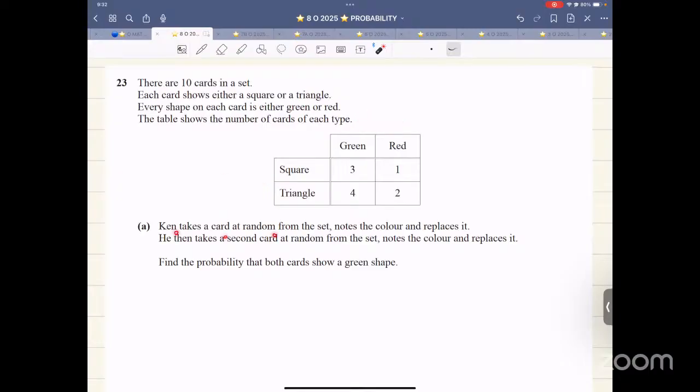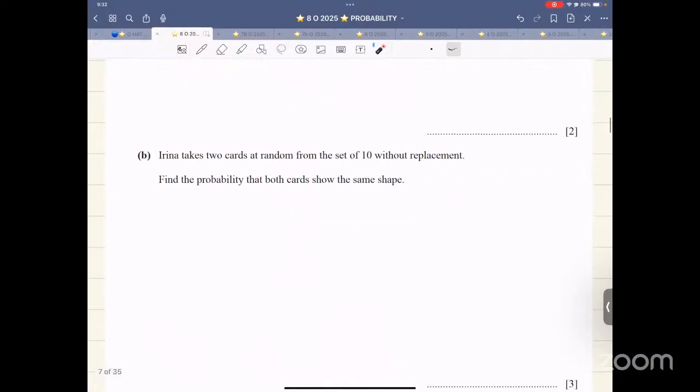Ken takes a card at random from the set, notes the color and replaces it. That means the total will not change. He then takes a second card at random from the set, notes the color and replaces it. Find the probability both card shows a green shape. Now, how many total greens are there? That is 7. So this is 7 out of 10 into 7 out of 10. That is probability. This is happening and this is happening. So and means multiplies. I'll show you the solution very soon.